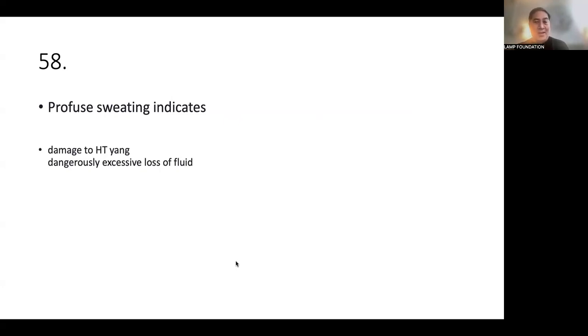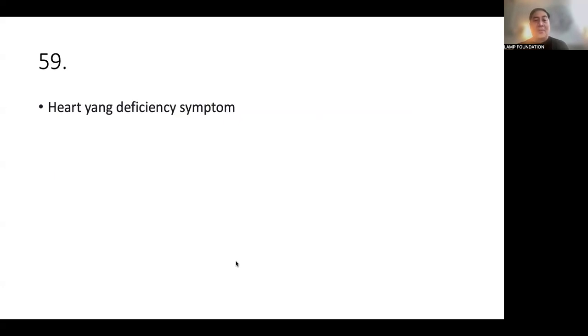Okay, the symptom in heart yang deficiency is spontaneous sweat. Heart yin deficiency is night sweating. The tongue is the sprout or mirror of the heart. Okay.